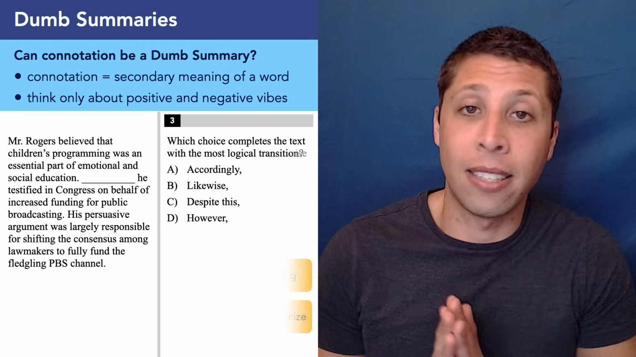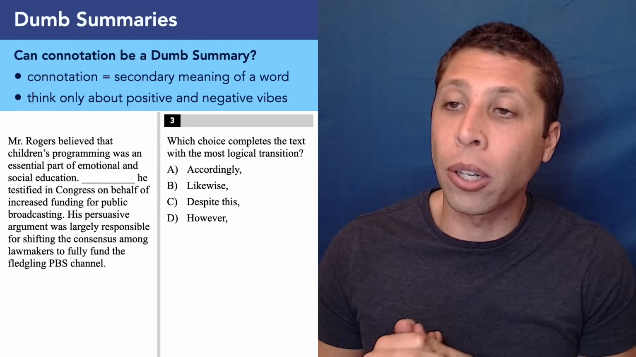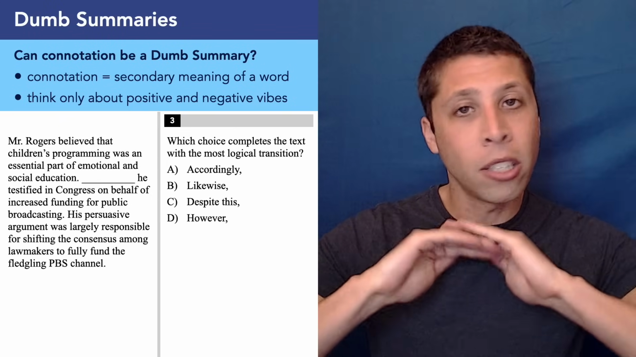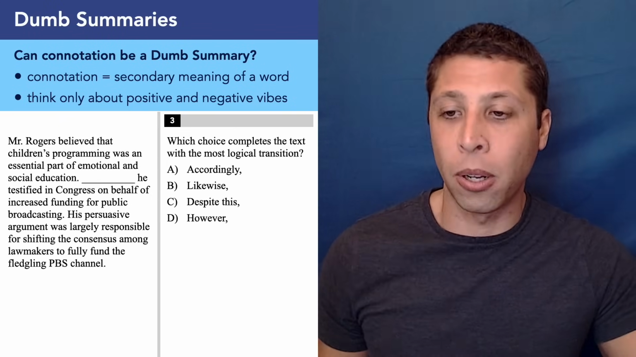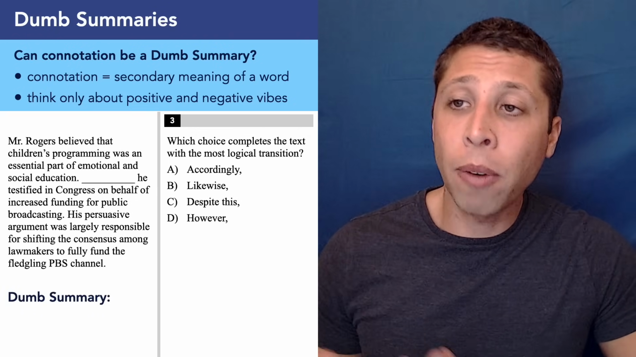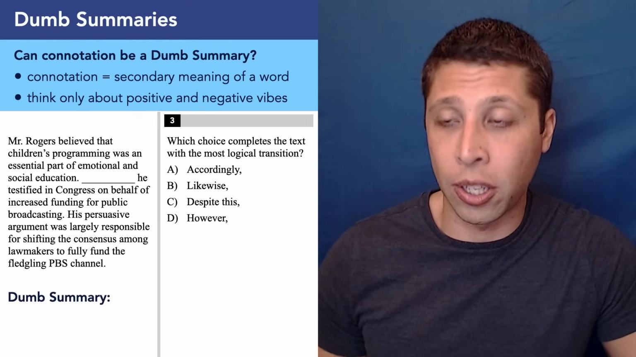This is one of the SAT's transition questions. And you can tell from the answer choices that we're going to need to connect the ideas in these sentences. So once again, we're going to just try to keep it as dumb as possible as we read these, okay? So for the first sentence, Mr. Rogers believed that children's programming was an essential part of emotional and social education.